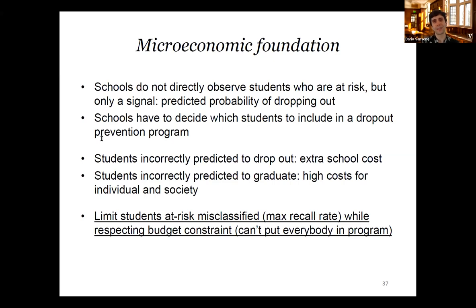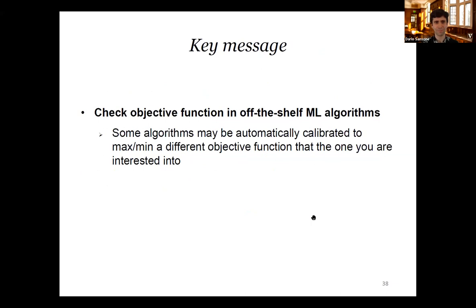And so you can imagine that since one error is so much worse compared to the other, we want to minimize that error subject to the budget constraint. So we want to limit students at risk of being misclassified and therefore maximize the recall rate while respecting some budget constraint, since obviously we cannot put everybody into a dropout prevention program because we don't have the money to do that and it will not be efficient.